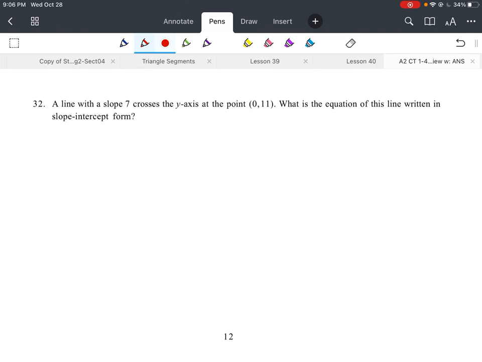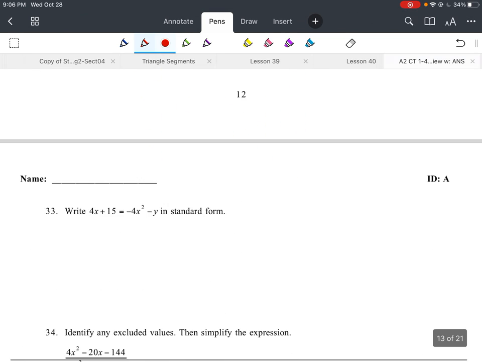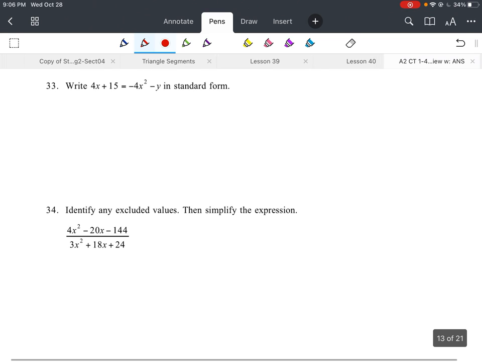All right, it says a line with a slope of 7 crosses the y-axis at the point. Oh my gosh. All right, so this right here, guys, crosses the y-axis at this point. This is the definition of y-intercept, also known as b. The slope is 7, that's m. So just literally write y equals 7x plus 11. That one was too easy. But we need some easy ones in there too, right guys?